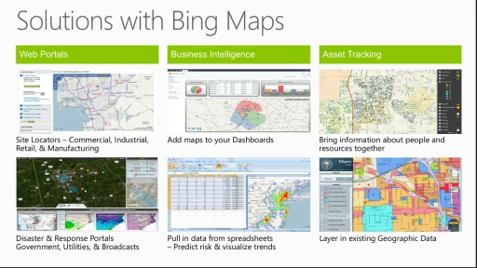So let's take a look at some of the solutions we could develop using Bing Maps. Taking a look at web portals, the different types of web portals that present different information to us. For example, it could be a site locator that simply maps out retail outlets for a large manufacturing chain. It could be commercial, industrial mapping of various locations. It could also be a government trying to map out various disaster and response portals, or it could simply be an application that brings information about people and resources together in asset tracking.